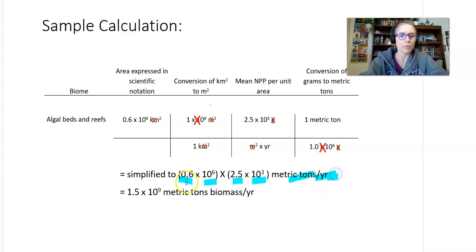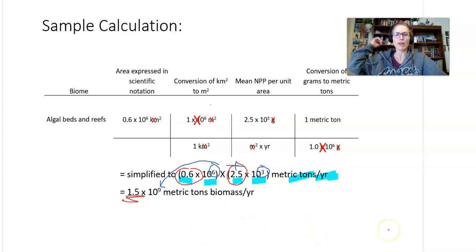Yay! Okay, but we still want to clean this up even more. Is that possible? Yes. So grab that 10 to the 6, grab that 10 to the 3, take those two and add the exponents. That gives you 6 and 3 is 9. Now I'm just going to multiply, nice and simple, 0.6 times 2.5. That gives me 1.5. So there's my 1.5 times 10 to the 9. There's my metric tons of biomass per year. Let's go check the answer key.